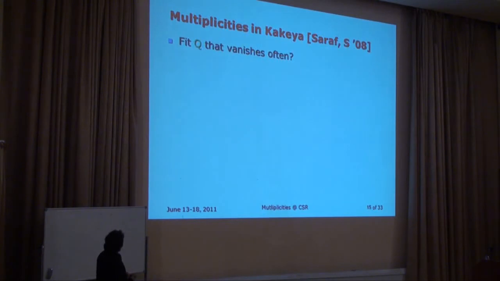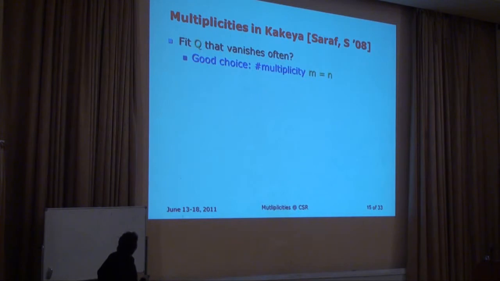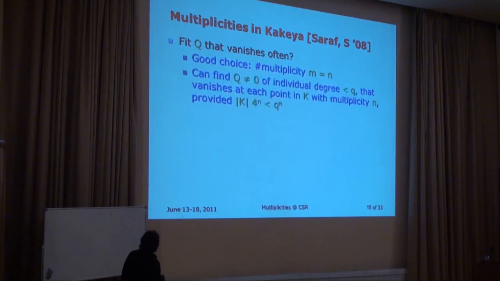This is something that we played with in a paper with Shubhangi Saraf, who was a graduate student at MIT and is now at IISc. And we said, maybe we should try to find the same formula, find a polynomial that vanishes often. This was a non-trivial guess to make, but it worked out perfectly. We said, for some reason, the multiplicity that we'll use is n, the same as the dimension of the space that we are working with. It turned out to be a fairly good choice.